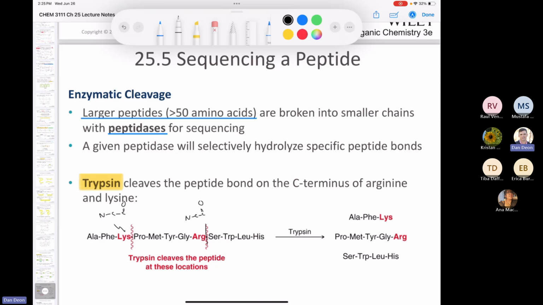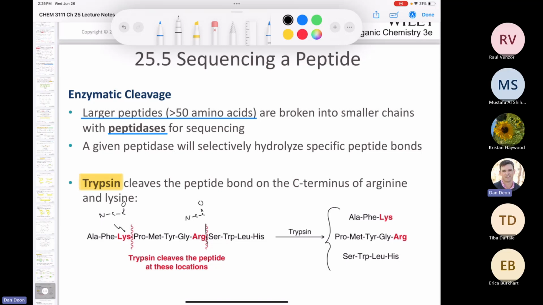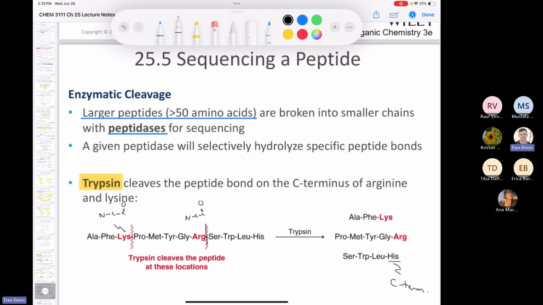So then you go over and you look at the new fragments after you treated your peptide with trypsin, and you can say, well, the end of this one is a lysine, the end of this one is an arginine. The end of this one is not a lysine or an arginine. Therefore, this must be the C terminus.